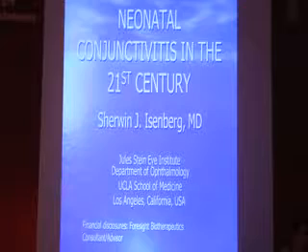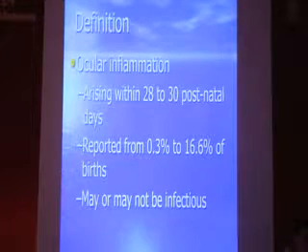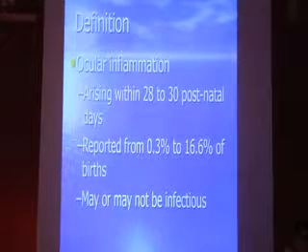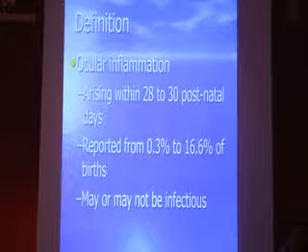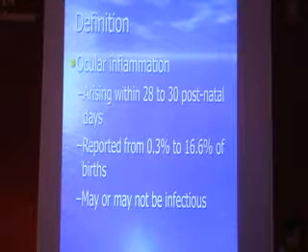We're going to talk about neonatal conjunctivitis now. Well, what's the definition of neonatal in this context? It's an ocular inflammation arising within 30 postnatal days. It reportedly occurs in between 0.3 and 16% of births, depending on what country or region you're talking about. It may be infectious, it may not be infectious.